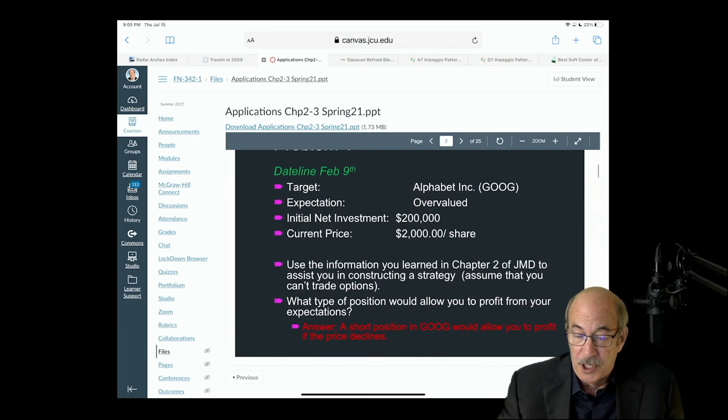So here we're going to do some leveraged long positions, margin long positions. We're going to do some short positions. So work through all of this stuff.